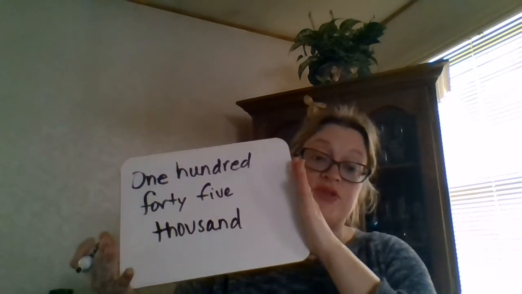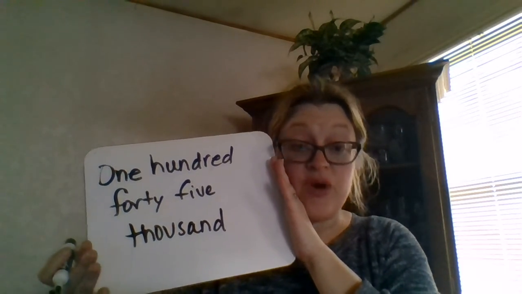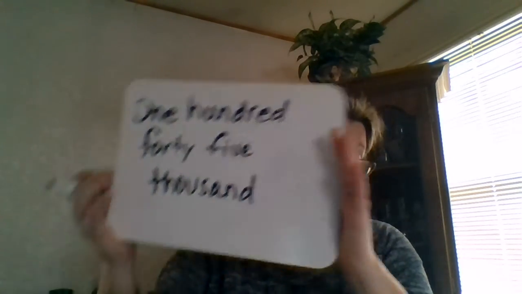Word form. We know word form. You're just taking the number, you're writing it out in words. So 145,000. And again, there's no hundreds, no tens, no ones. So that's the only thing that you have to write in words for that number, 145,000. All right, about to run out of time again.